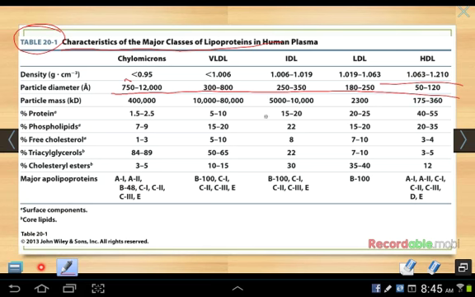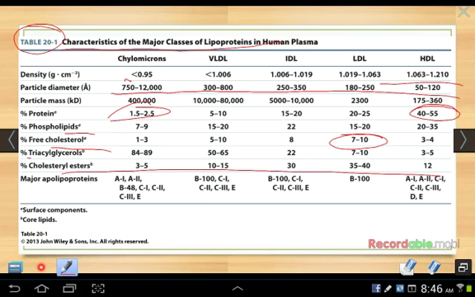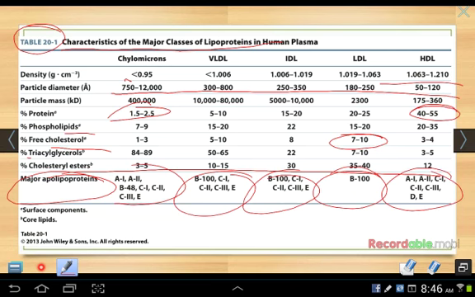We can see our percentages of protein. The high density lipoproteins have much more protein than, say, the chylomicrons. We can look at our phospholipid percentages, our free cholesterol percentages. See, our LDL has a lot of free cholesterol. Triacylglyceride concentrations, as well as cholesterol ester concentrations. Okay, the major apolipoproteins, these are the proteins that are used to help pack these lipids into these lipoprotein vessels in order to transport them to and from the body.